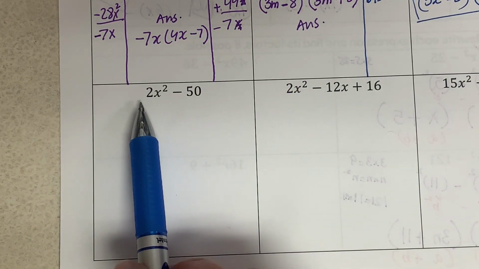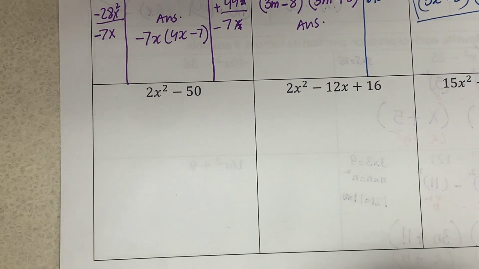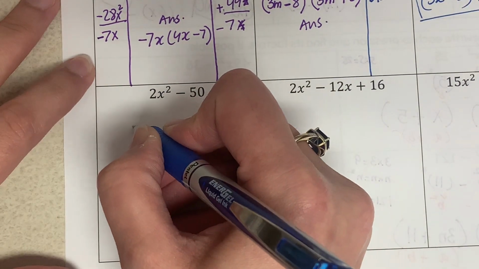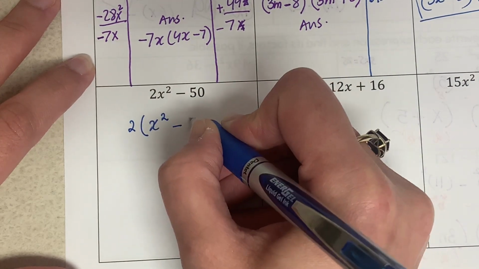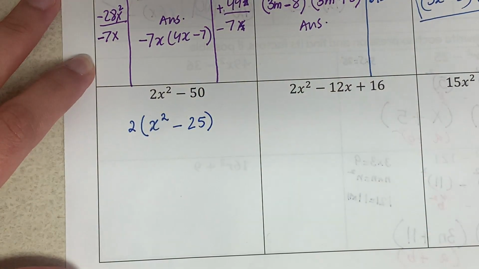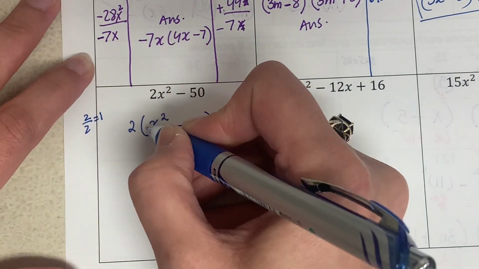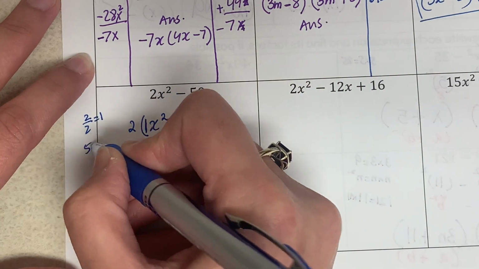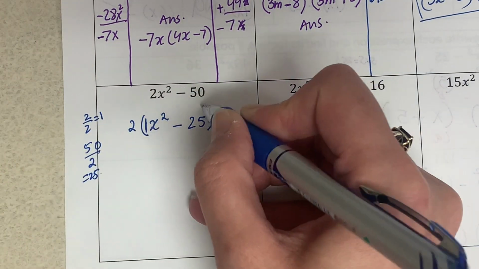Next example over here is 2x squared minus 50. I can see that I have a greatest common factor, which is 2. So I have to take out 2. And then I'm left with x squared minus 25, because 2 divided by 2 is 1, and 50 divided by 2 is 25, which I wrote here.